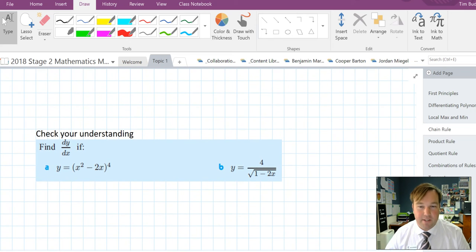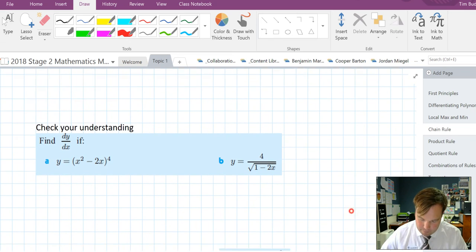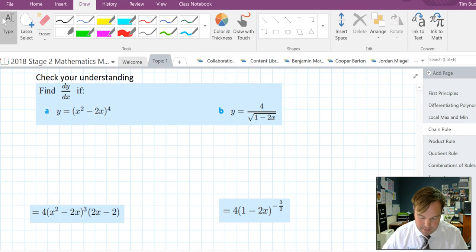Alright, check your understanding. Have a go with these two, and hopefully you come out with them. I think chain rule is the hardest thing to master. Once you get it, it really does just flow off beautifully. Have a shot at them. I'll see you next lesson when we'll do plenty and plenty of practice.